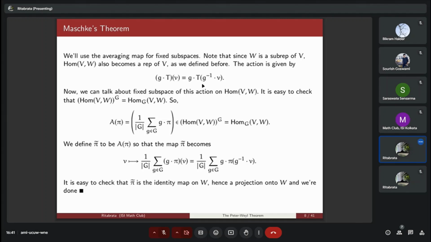This is our definition. So we can define pi tilde to be A of pi, that is, our map becomes v goes to 1 by size of G times the sum of g dot pi of v. Basically A of pi is this map, and g dot pi of v is g dot pi of g inverse dot v, according to the previous definition of how G acts on Hom. So basically you have averaged the map pi over the group to make it into a G-linear map. We can check by hand that pi tilde still becomes the identity map on W, and it's a projection onto W. And in this case we are done. We have found our pi tilde so that it is a projection onto W and it's also G-linear.